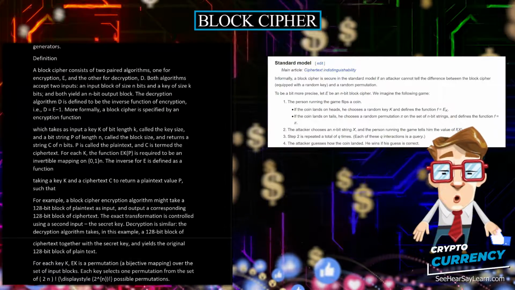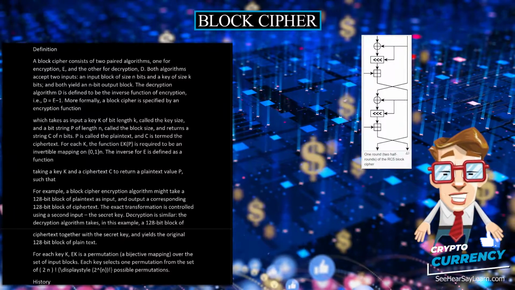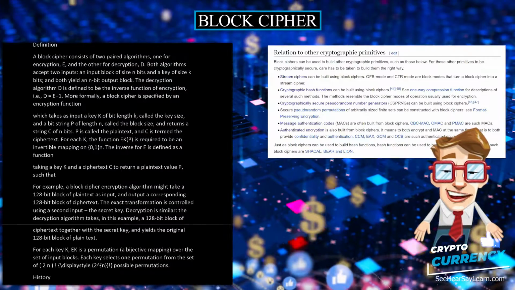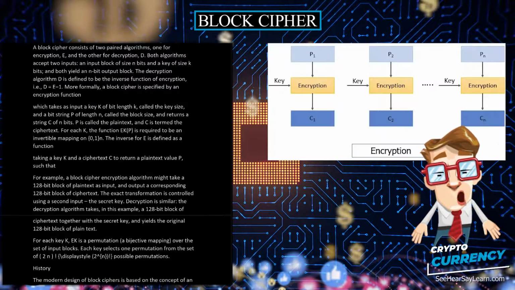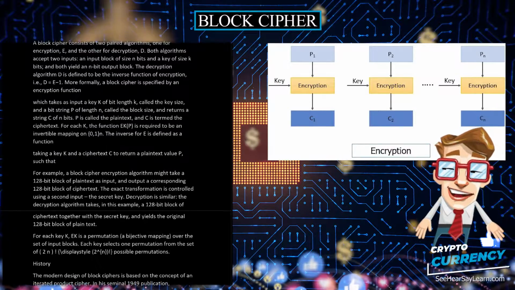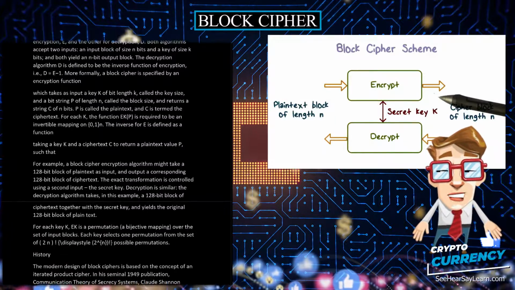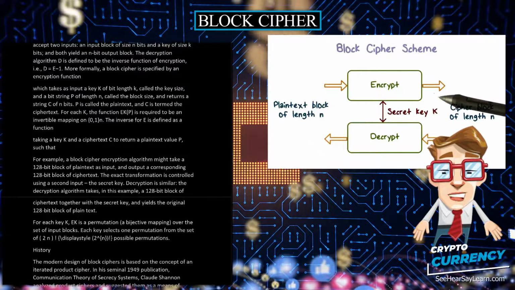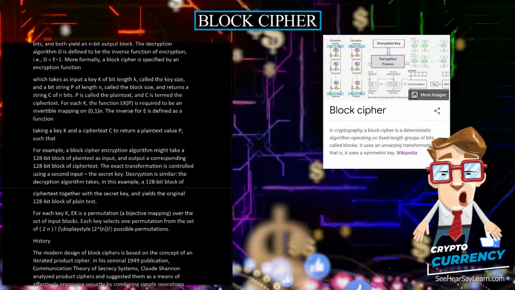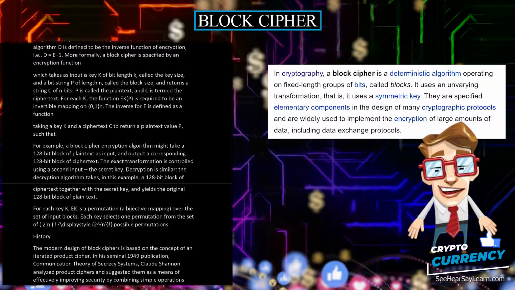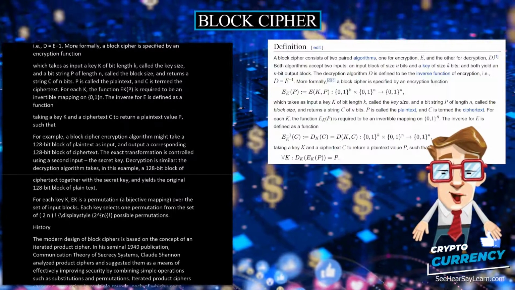More formally, a block cipher is specified by an encryption function, which takes as input a key K of bit length k, called the key size, and a bit string P of length n, called the block size, and returns a string C of n bits. P is called the plaintext, and C is termed the ciphertext. For each K, the function E_K(P) is required to be an invertible mapping on {0,1}^n. The inverse for E is defined as a function taking a key K and a ciphertext C to return a plaintext value P.